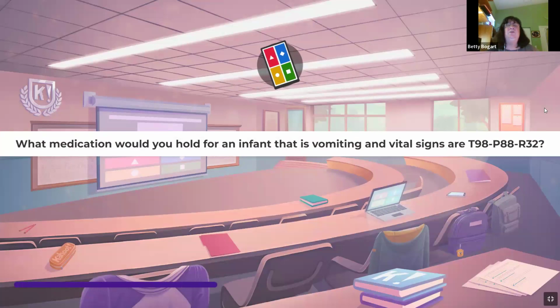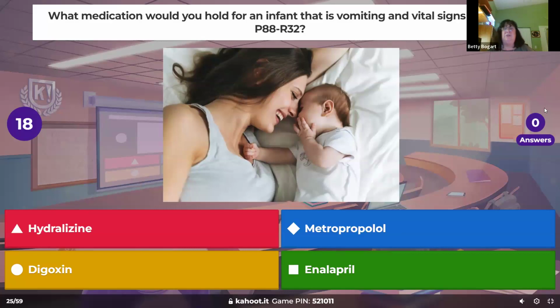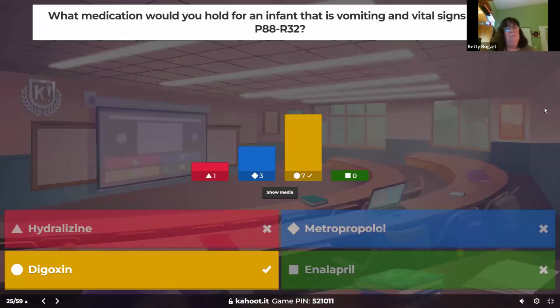What medication would you hold on an infant that is vomiting and vital signs are 98, 88, 32? All of these drugs listed here can all be given to infants and young children. They are all adult drugs too. But again, we give it in milligrams, micrograms per kilogram. And when you're talking vomiting, and a low heart rate, that's digoxin.